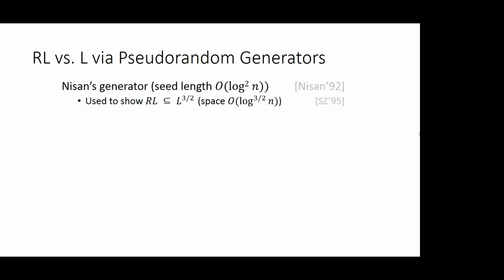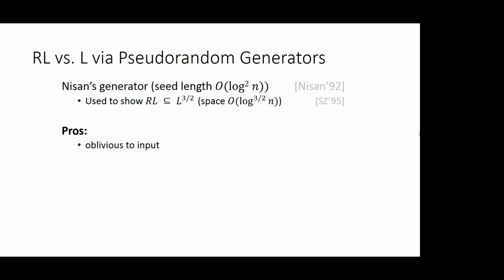But nonetheless, if you do a more complicated analysis, a white box analysis of Nisan's generator, you can actually show that RL is contained in L to the 3/2. So anything that you can do in randomized space log n, you can do in deterministic space log to the 3/2 n, which is kind of interesting.